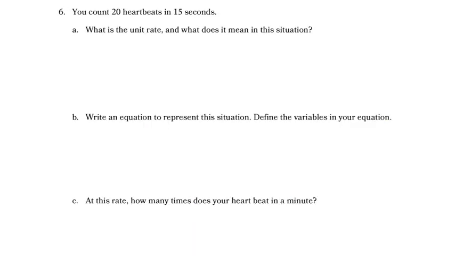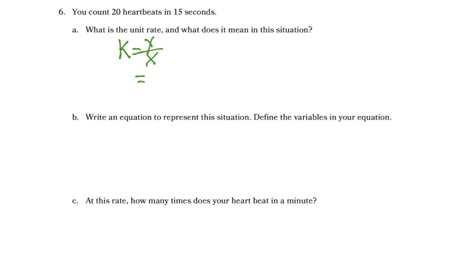The last one here is about the heartbeats. We're trying to find the unit rate. Unit rate means we're trying to find the constant of proportionality, y over x. Our x variable is the one that we can just pick out of the sky. How many times does your heart beat in 10 seconds?